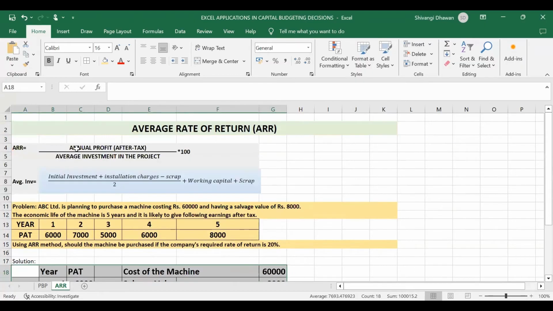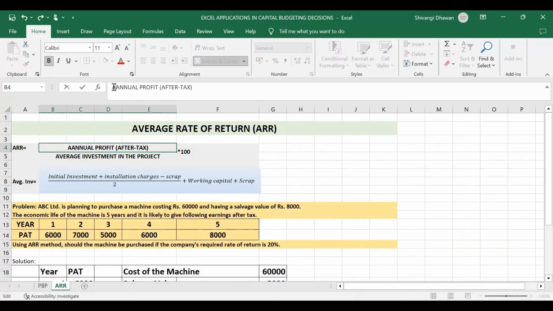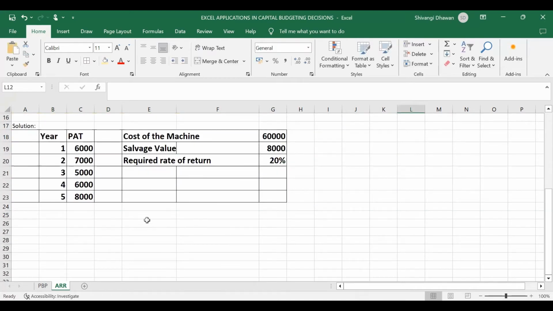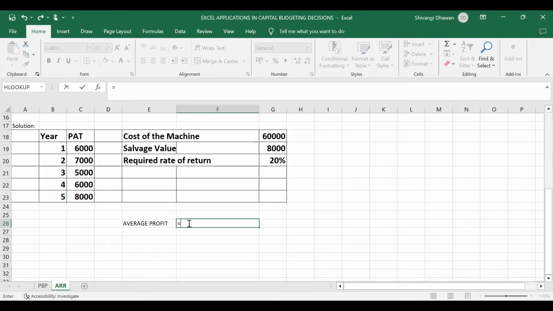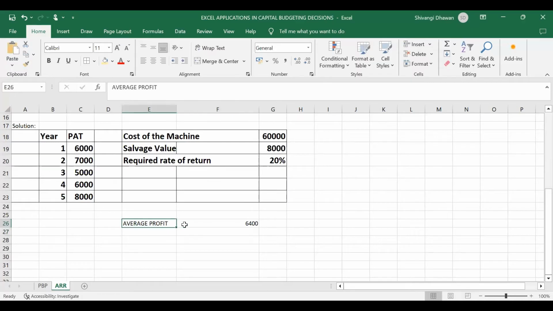Okay, so here when I talk about annual profit, I mean average annual profit, right? So how to calculate that? The first thing is you will be calculating average profit. In order to calculate average profit after tax, you can use the formula where you will be summing up all the profit after tax values and dividing by the number of years that you are having profit for. So here we have used the sum function and added all the values and divided it by 5 in order to get the average profit. So 6,400 is our average profit.